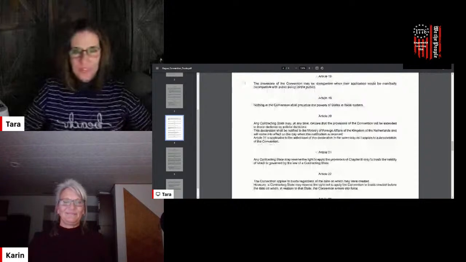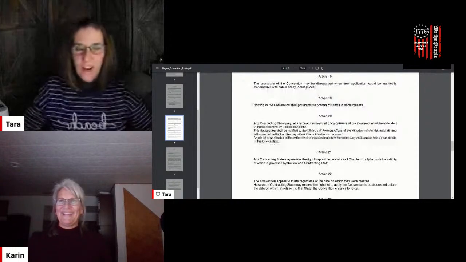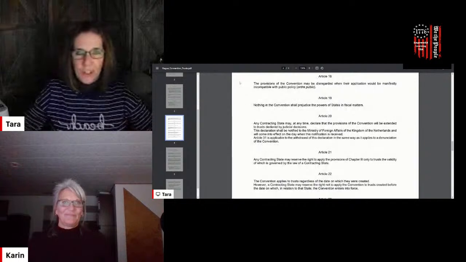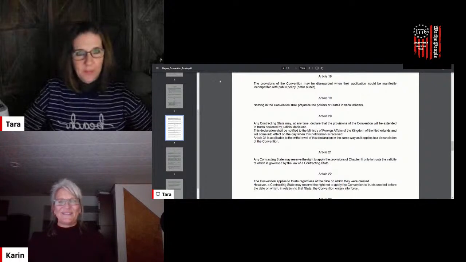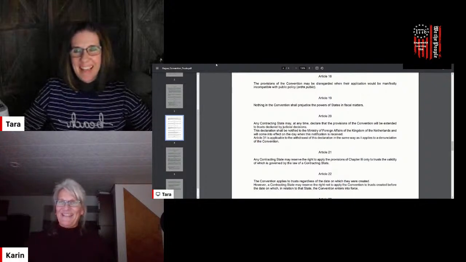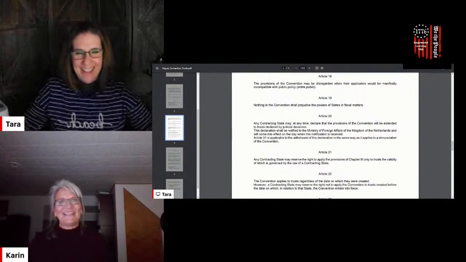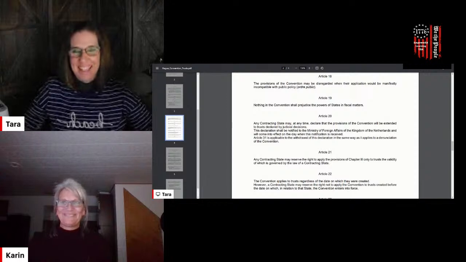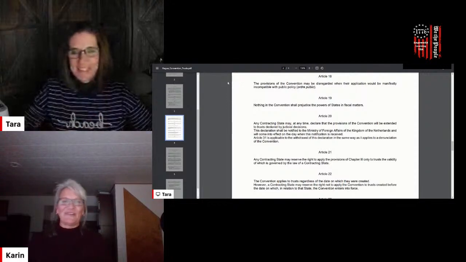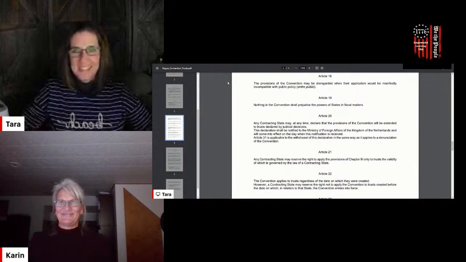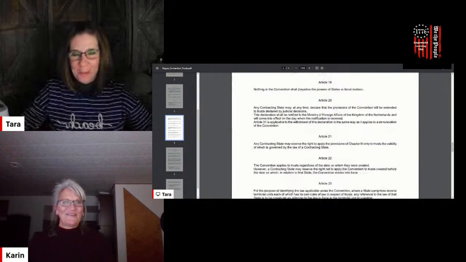Alrighty, Article 19. I like these little short ones. Article 19. Nothing in the convention shall prejudice the powers of states in fiscal matters. Oh, imagine that. Imagine that. I think that one pretty much sums it up. Yeah. Right. No explanation needed. Be careful how you autograph your documents. That is correct. Right? 100%.